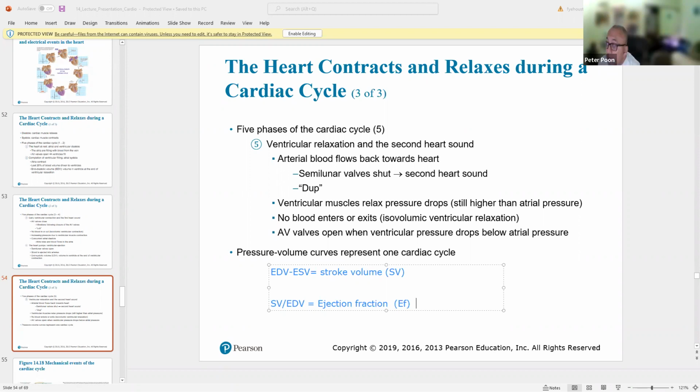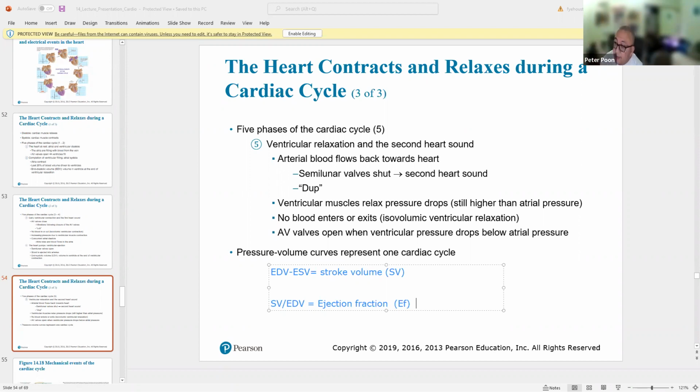Okay. So the stroke volume divided by EDV, the end-diastolic volume, is the ejection fraction. I think I said something before. I was trying to hurry you guys through that.